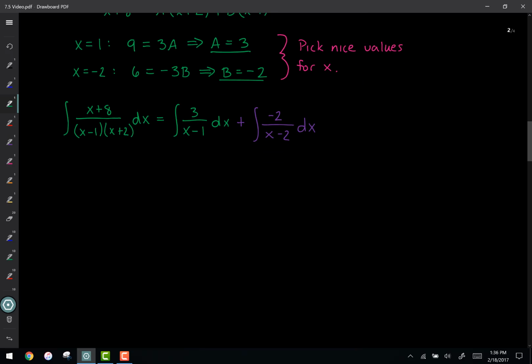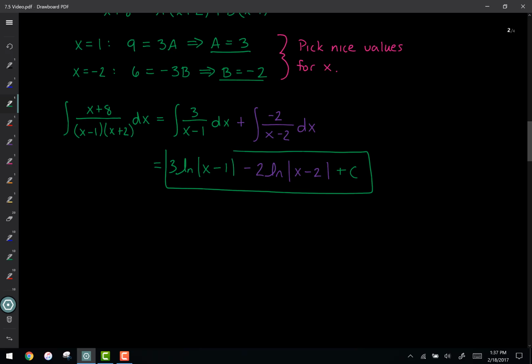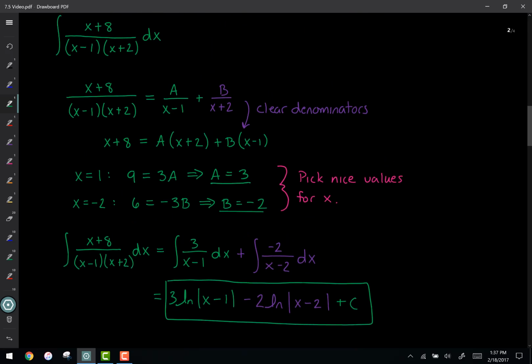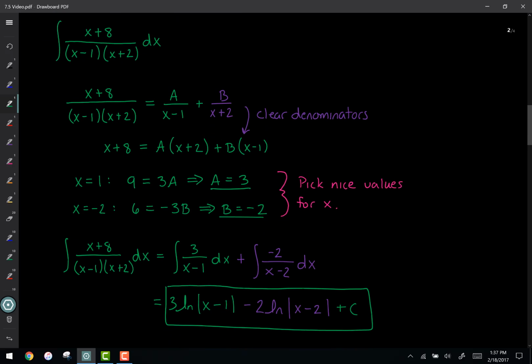And now you're good, because we can just integrate. Each of these is just a log, and this is what's usually going to happen. So we'll have 3 times the natural log of the absolute value of x minus 1, plus -2 natural log of x plus 2, plus c. And there you go. So there's how you do the distinct linear factors type of partial fraction integral.